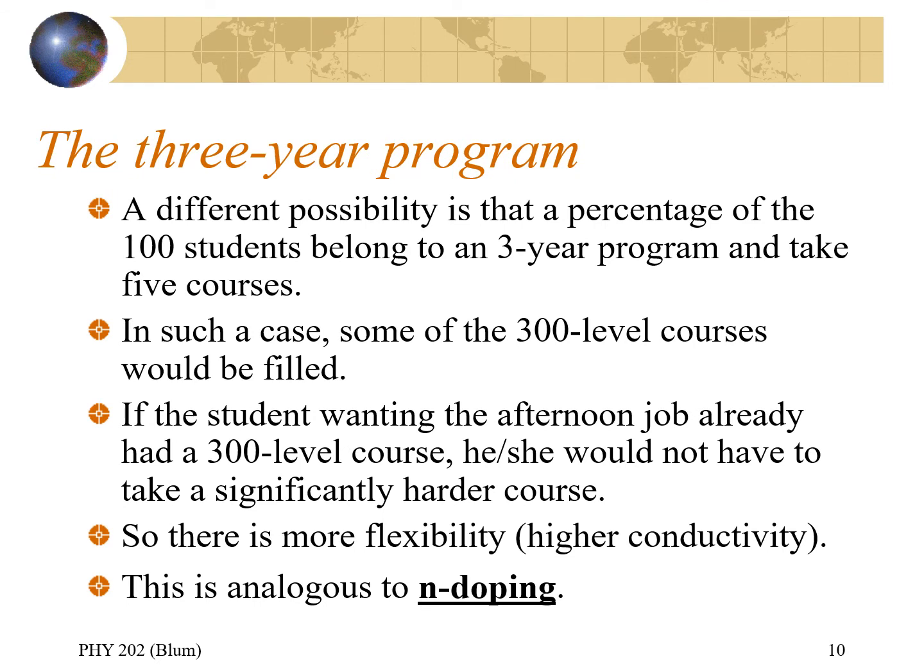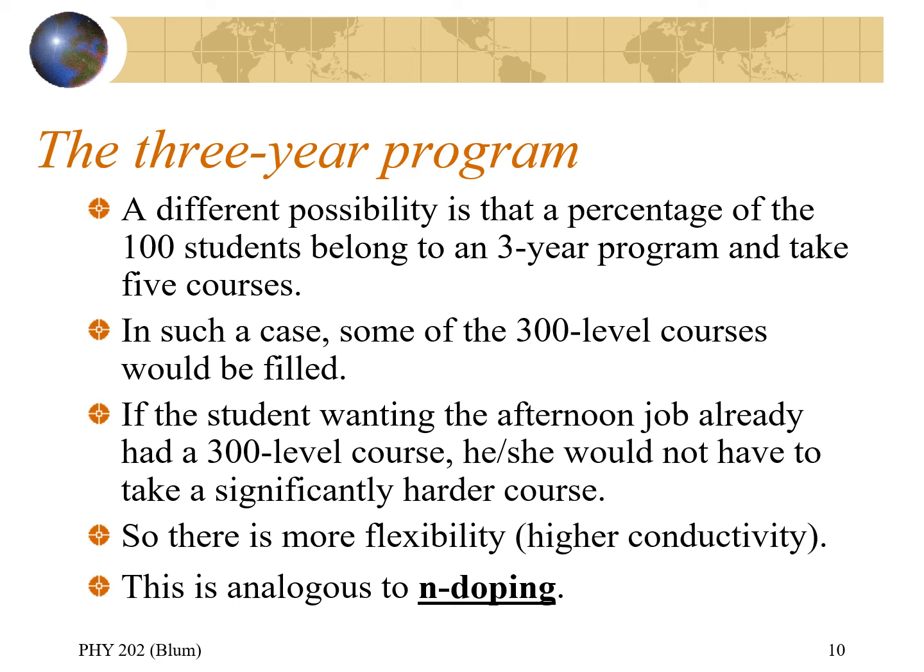Next, let's consider a different type of special program. In this case, it's a 3-year program. So we have a percentage again of our 100 students who belong to a 3-year program, and those in the 3-year program are going to take an extra course. They're going to take 5 courses a semester. So in this case, we have more than 400 slots being occupied, and so there are some students already taking courses at the 300 level.